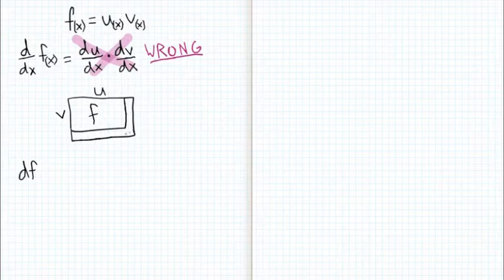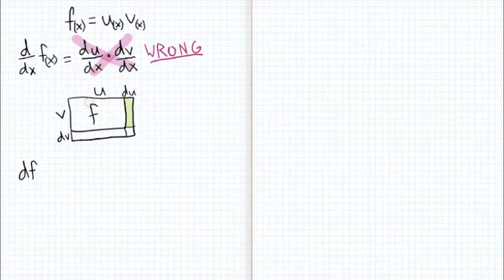And we created it by adding a very small amount of u at the top, so du, and a very small amount of v on the side, so dv. Now it should be easy to figure out the new area that we've created, the df. We'll just split it into parts and then add up the areas of each part.